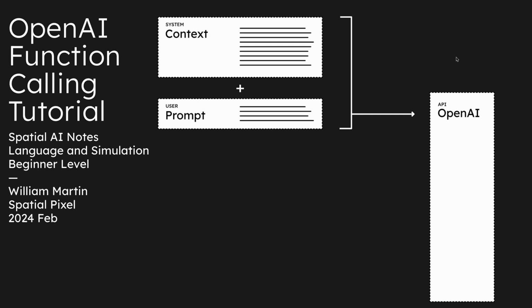This one is about how to use a feature of large language models called function calling, specifically that from OpenAI, which enables LLMs like GPT to ask for information from and even act in the real world.